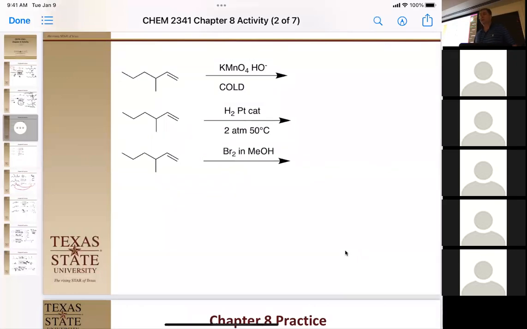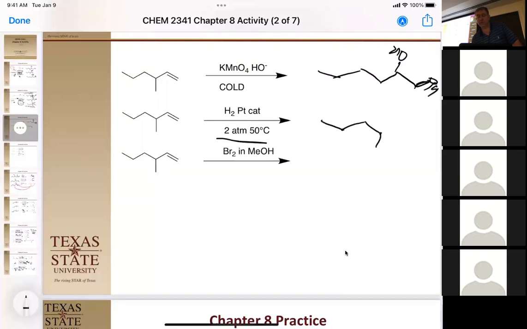It's going to give us a cis diol, just like the osmium. But the fact that it's cold is going to give OH, OH. And because we have free rotation, we don't have to show stereochemistry. Ooh, palladium with hydrogen at 2 atmospheres at 50 degrees C. I think it's going to do catalytic hydrogenation. And I'm going to put the hydrogens there to show you that it happened.